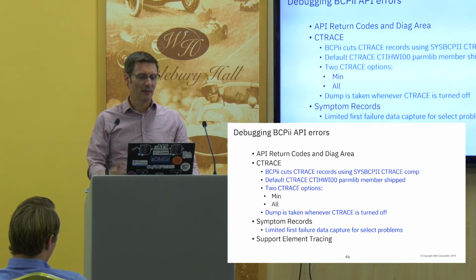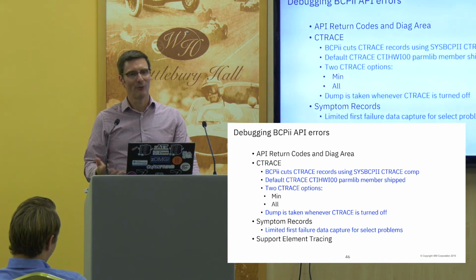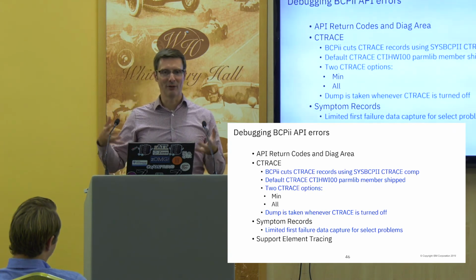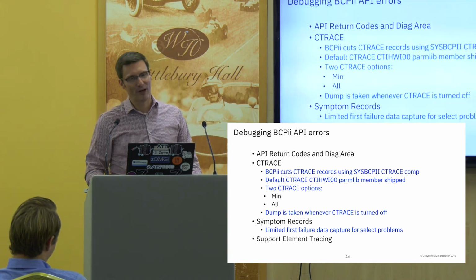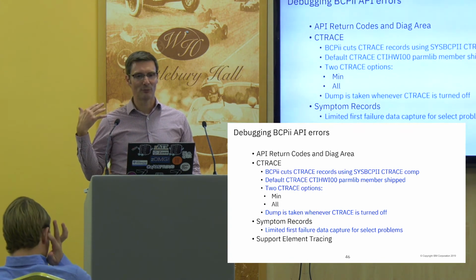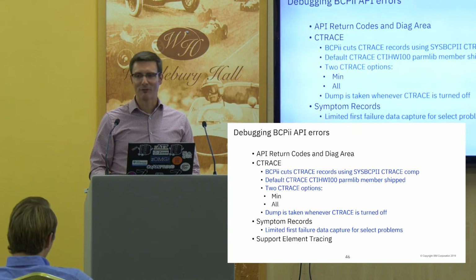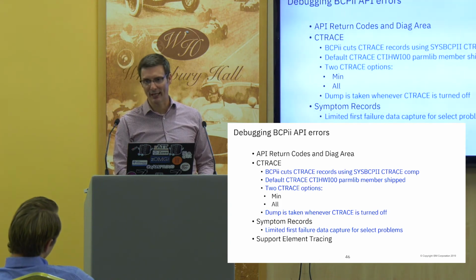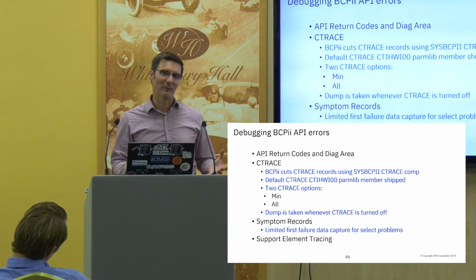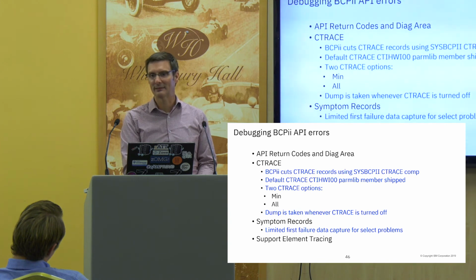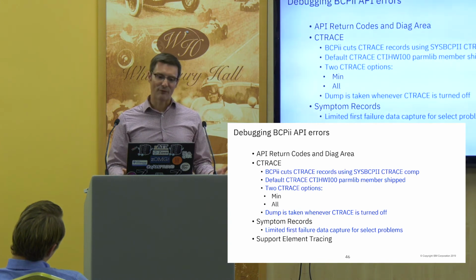Now, how do I debug BCPI API errors? We have a whole multi-session thing about programming, and this would be how to do more programming. But from a systems programmer point of view, if I have an application programmer who's having a problem, what can I do? Well, the first thing is the application programmer is going to get a set of return codes, and there's a diagnostic area that they can look at. That's the first step when you have a problem. Look at the unique return code in conjunction with the diagnostic area, which may contain some text that explains what actually happened.